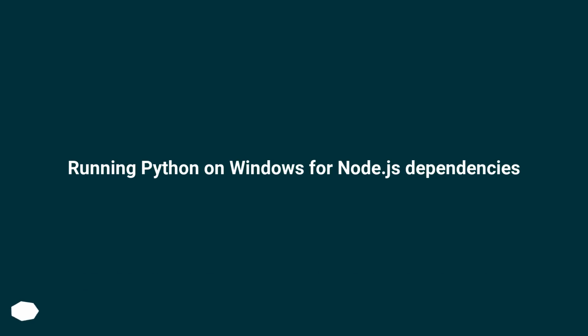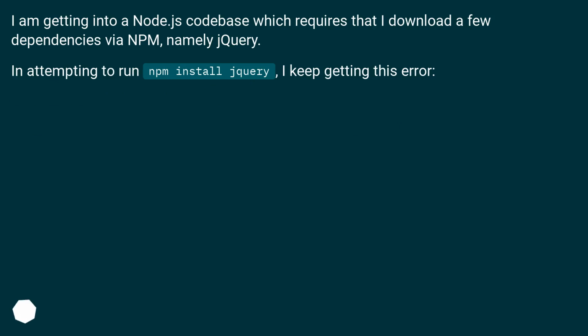Running Python on Windows for Node.js dependencies. I am getting into a Node.js codebase which requires that I download a few dependencies via npm, namely jQuery. In attempting to run npm install jQuery, I keep getting this error.